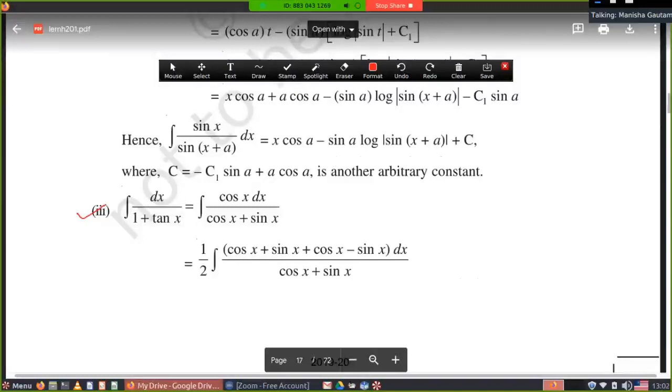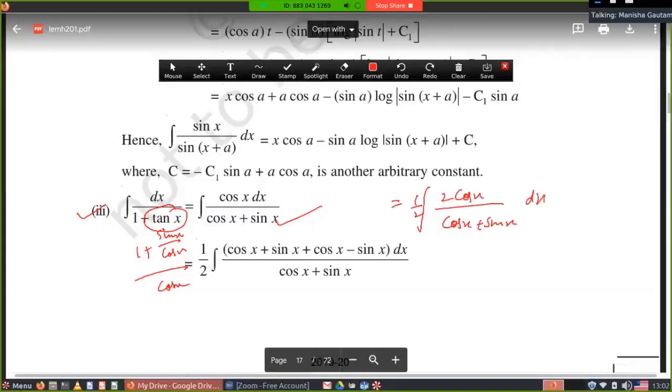Here, first of all, you have to convert the question into sin x and cos x. Take tan x as sin x upon cos x and take the LCM. When you take the LCM, cos x goes in the numerator: cos x upon cos x plus sin x. The first step is multiplying and dividing the function by 2. This is a need of the question.